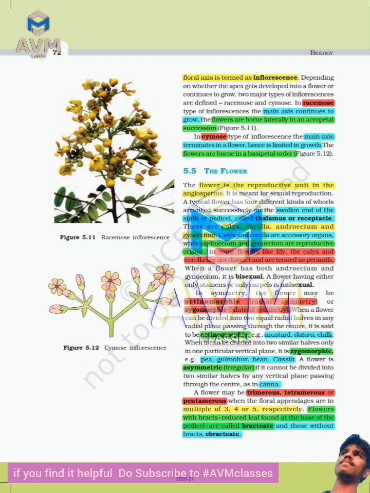Depending on whether the apex gets converted into a flower or continues to grow, two major types of inflorescence are defined: racemose and cymose. In racemose type of inflorescence, the main axis continues to grow. The flowers are borne laterally in an acropetal succession. In cymose type of inflorescence, the main axis terminates in a flower, hence is limited in growth. The flowers are borne in a basipetal order.